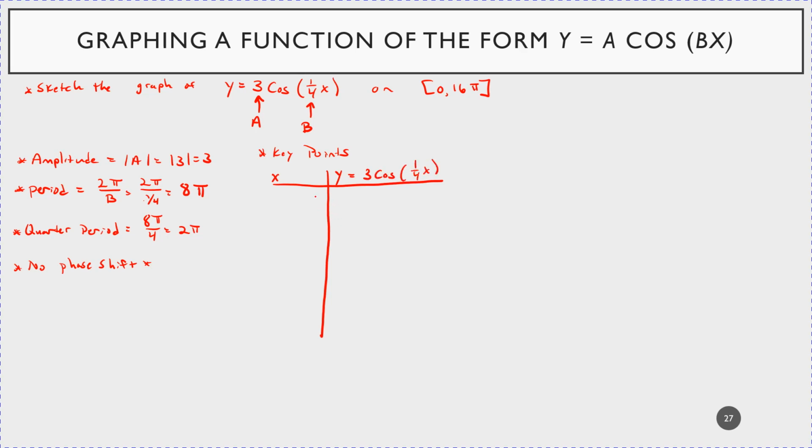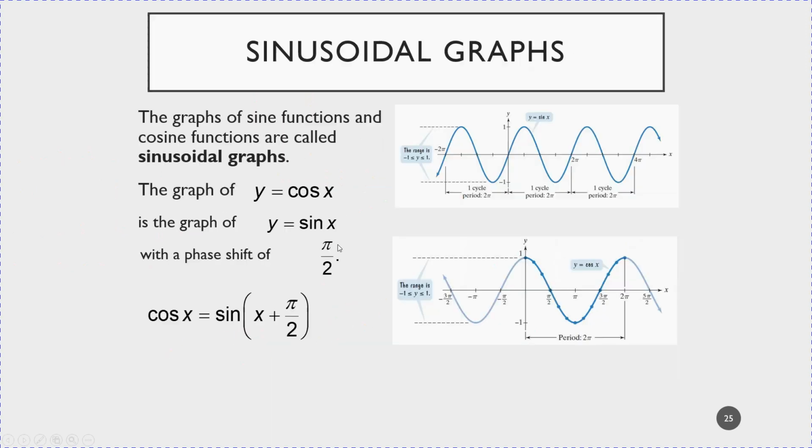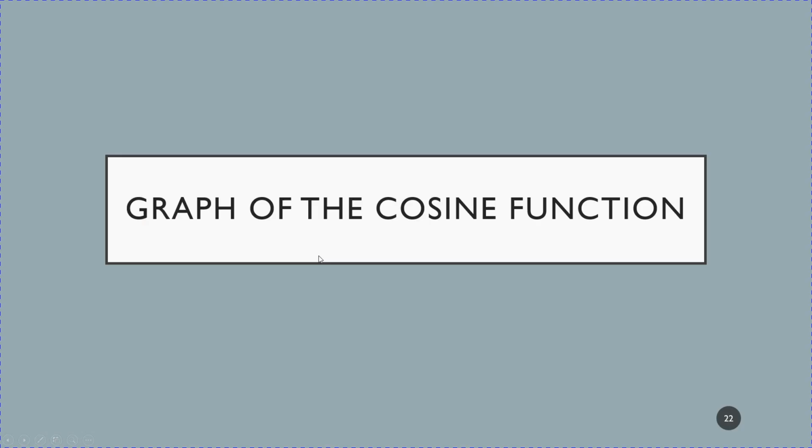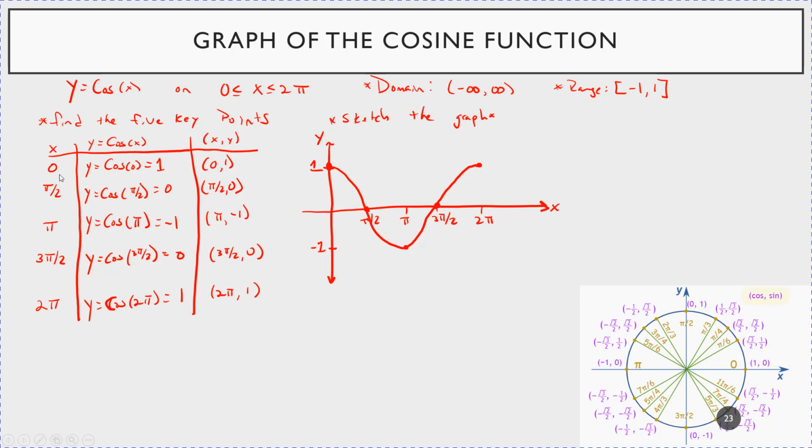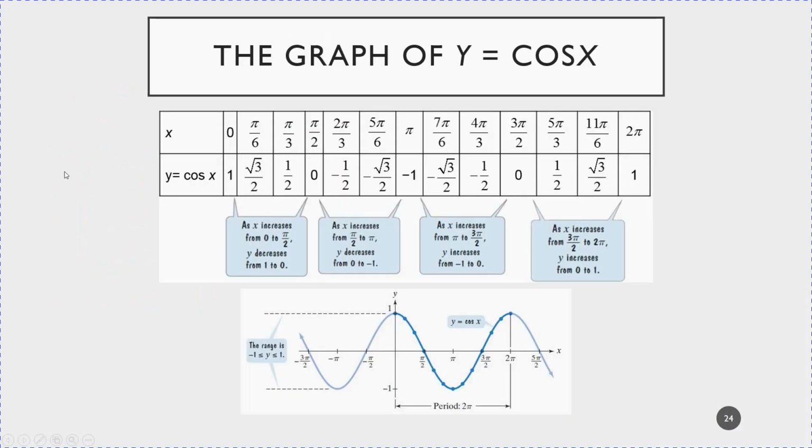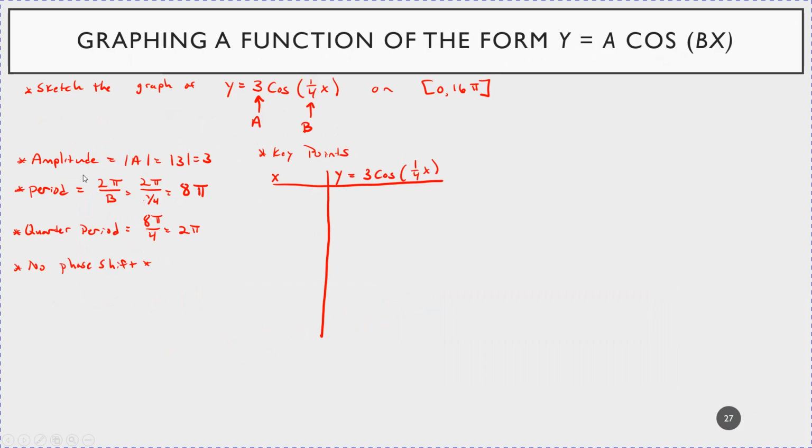All right, so you're going to start at 0. Without a phase shift, you're just going to start at 0. When there's a phase shift, it's going to change, but for now we're going to start at 0. And then what you do is you start adding these quarter periods.